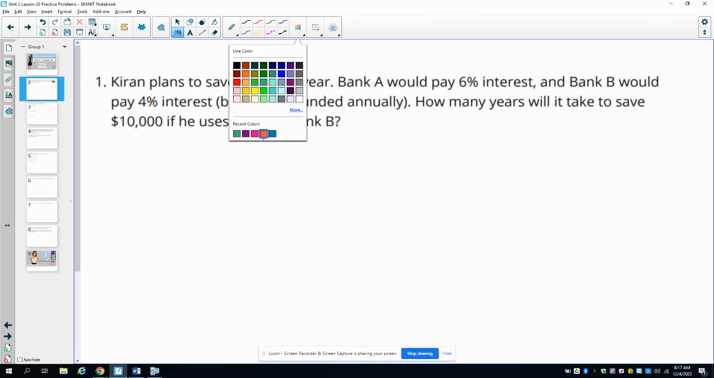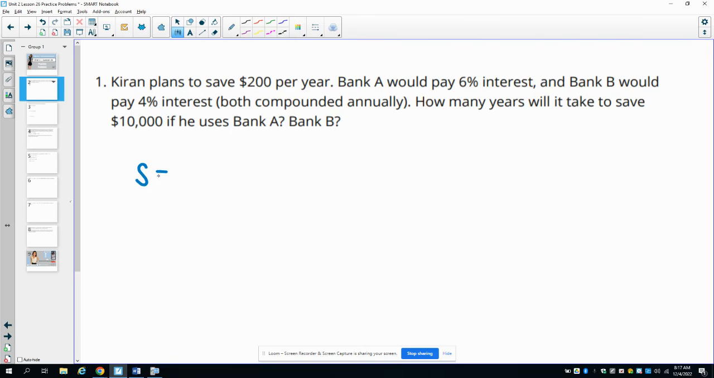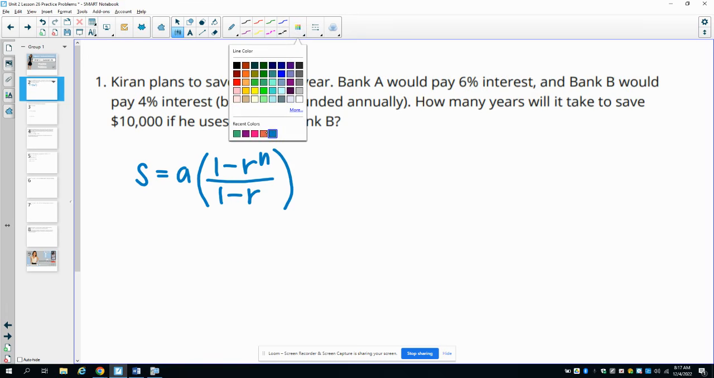So you learned a formula for this. That formula is that the sum equals the annuity, or the amount he's putting in each year, times 1 minus the growth rate to the nth power, which is how many years this is happening for, divided by just 1 minus the growth rate. So a couple of things to recognize in here is specifically with this rate.